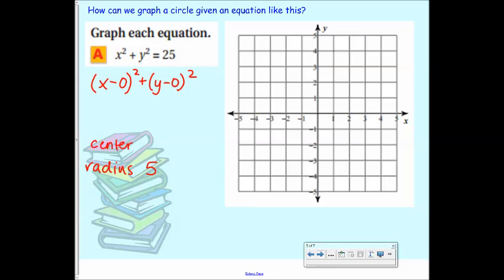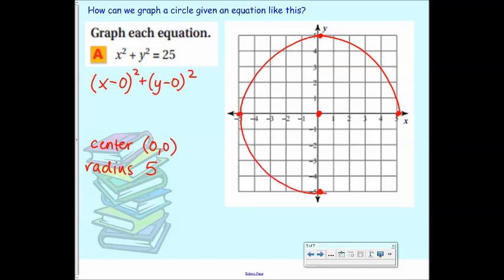And then we just go over how many? 5. Good. If your radius is 5, what's your diameter? 10. Okay, so this one's actually going to cover the entire coordinate plane that we have here. All right, that one looks more like a circle. Less like a football.